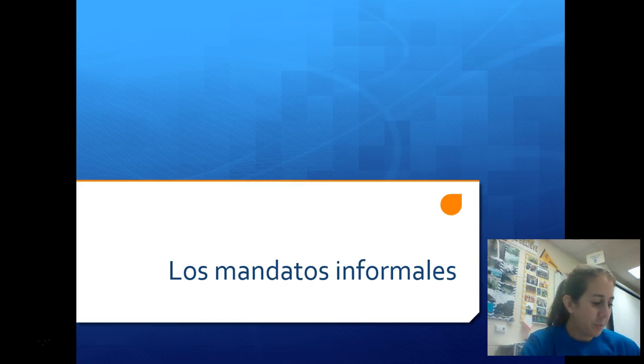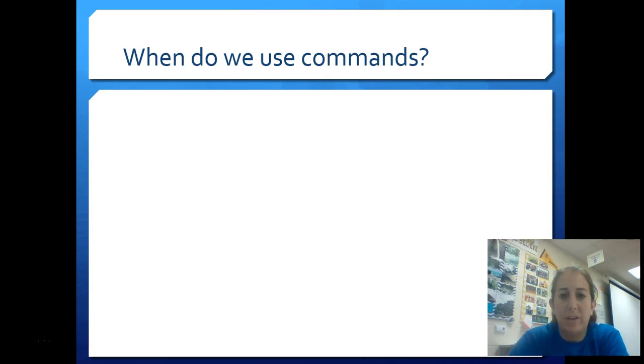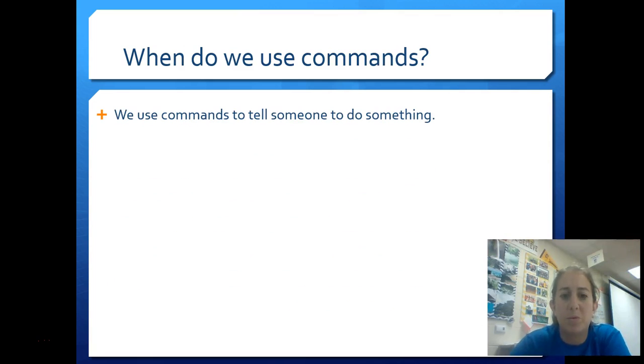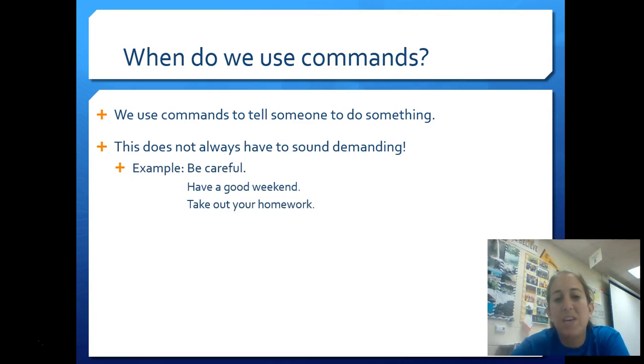So we have to talk about, when do we use commands? I think we use commands a lot in English and we don't even realize that we're using commands. So we use commands when we're telling someone to do something. But I think sometimes when we think of the word command, it's like demanding, but that's not necessarily the case. So let's look at some examples. Be careful, have a good weekend, take out your homework.